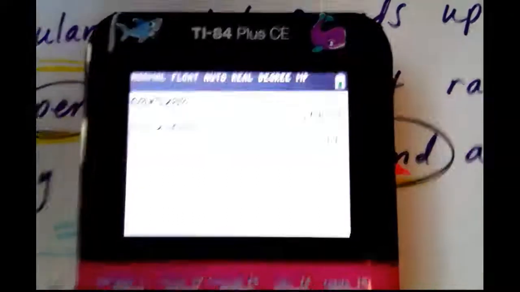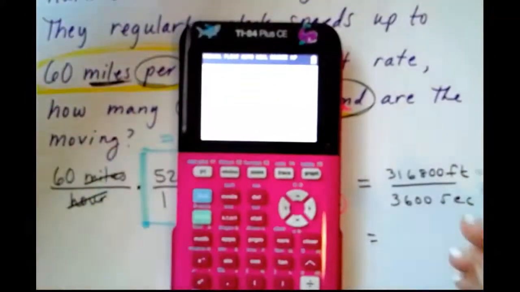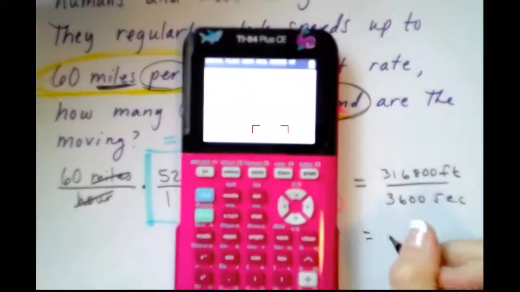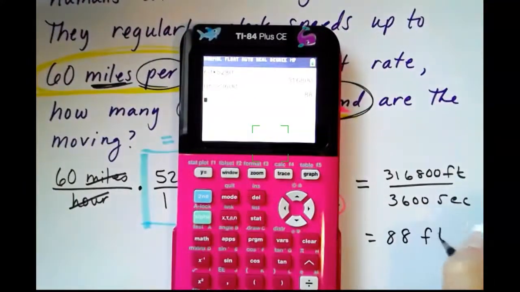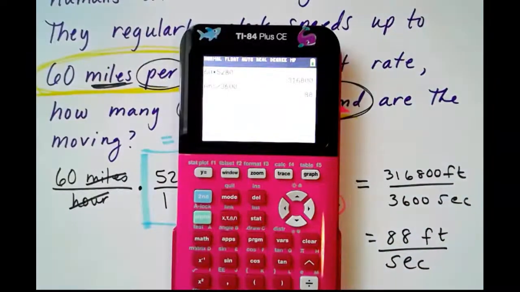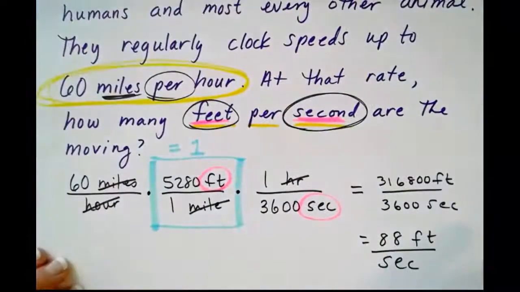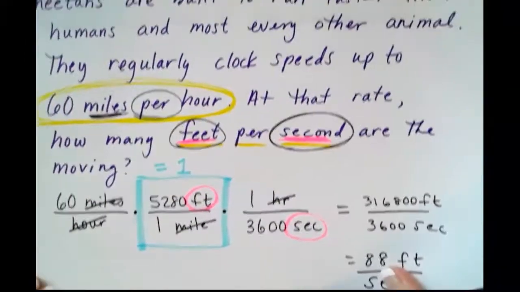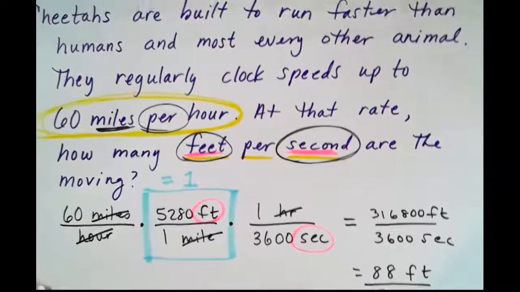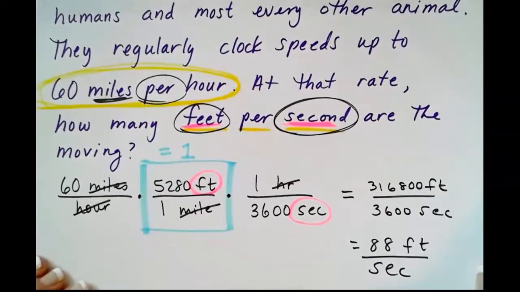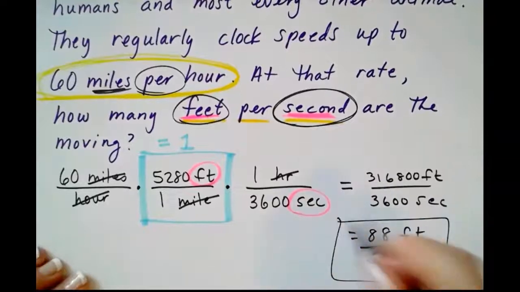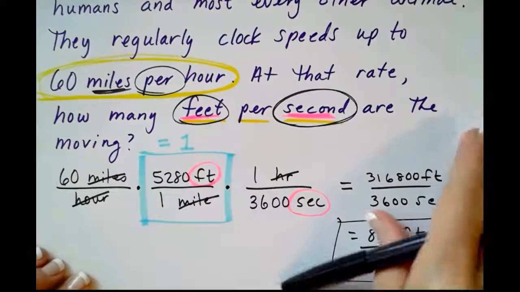So what we have here is a cheetah that is moving about 88 feet every second. So we've answered the question. At that rate, how many feet per second? So 60 miles per hour is 88 feet per second, and that is our answer. Okay, we're going to keep going. I'll move a little faster on the next one.